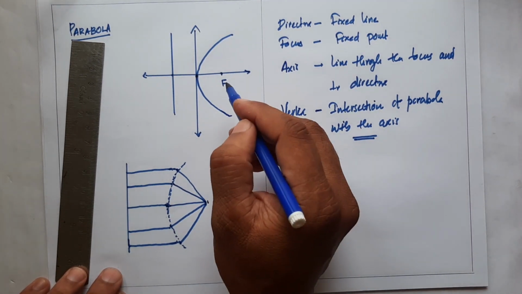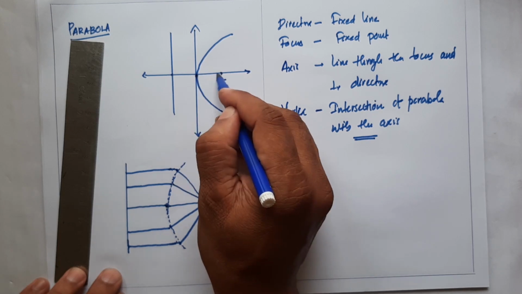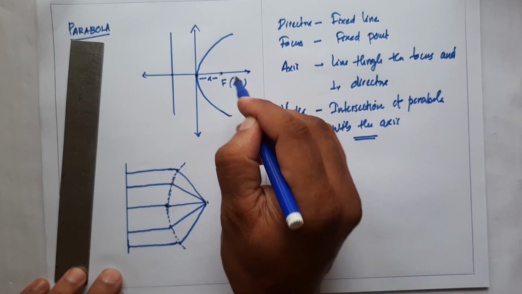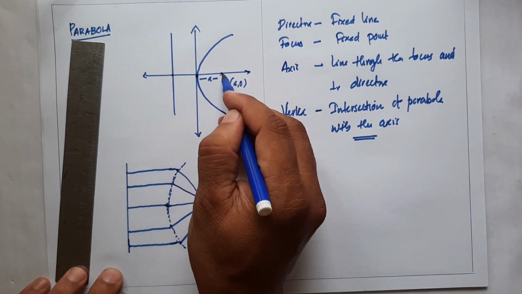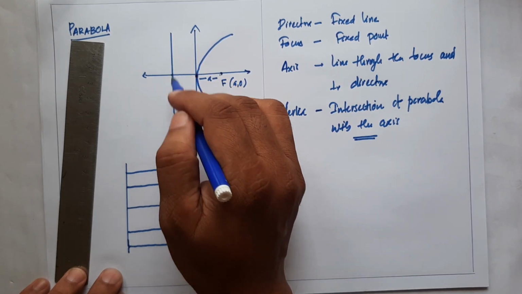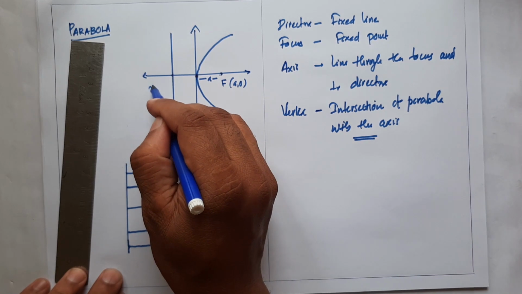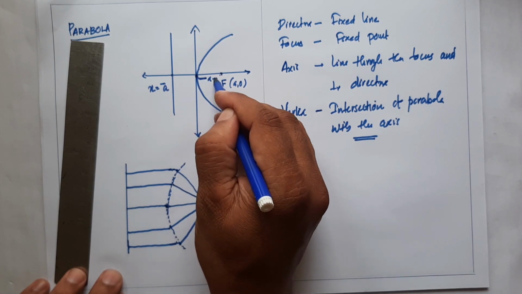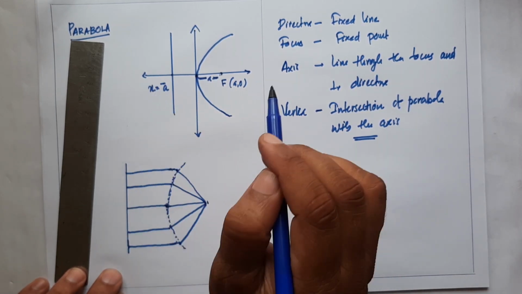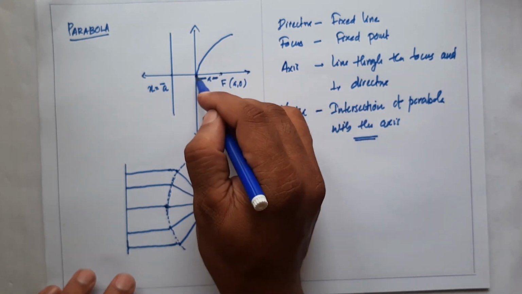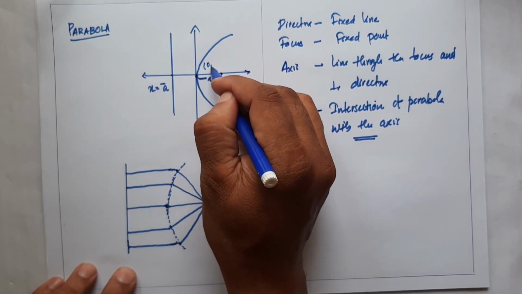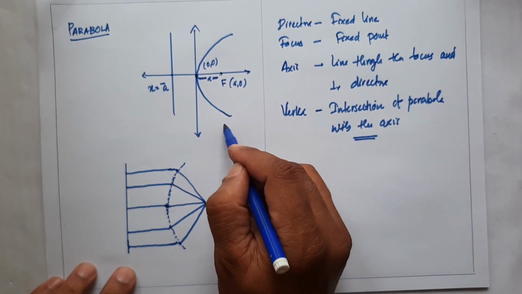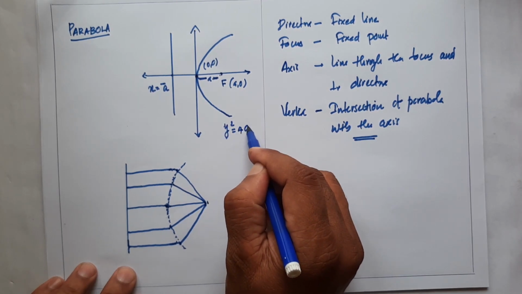Now the equation of the parabola. Before that, consider this distance as a. Our focus is denoted as (a, 0). The same distance on the left side, with the line parallel to the y-axis, gives the equation of the directrix as x equals minus a. The vertex is always (0, 0). Now the equation of this parabola, which is important to prove, is y squared equals 4ax.